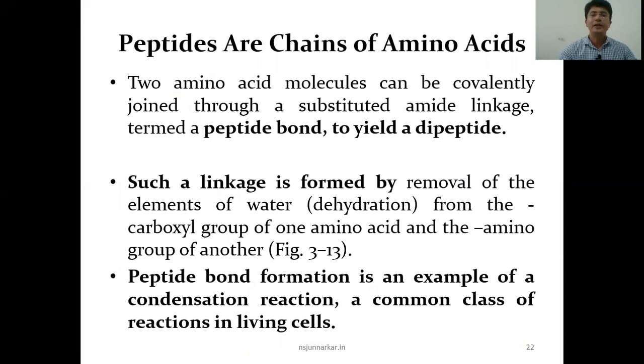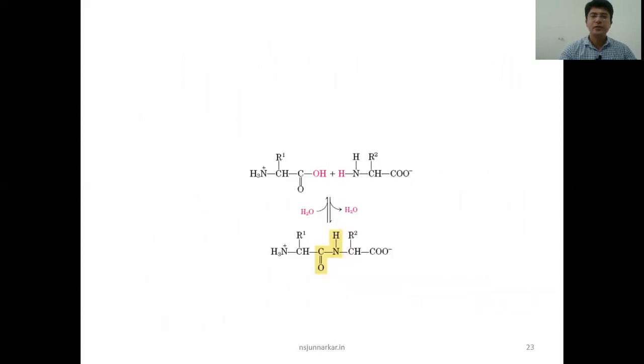So two amino acid molecules can be covalently linked through a substituted amide linkage termed a peptide bond to yield a dipeptide. Such a linkage is formed by removal of the elements of water from the carboxyl group of one amino acid and the amino group of another. Peptide bond formation is an example of a condensation reaction, a common class of reaction in living cells. So you can see the condensation reaction between the two amino acids occurs, resulting in loss of a water molecule and joining of the two amino acids through the peptide bond.